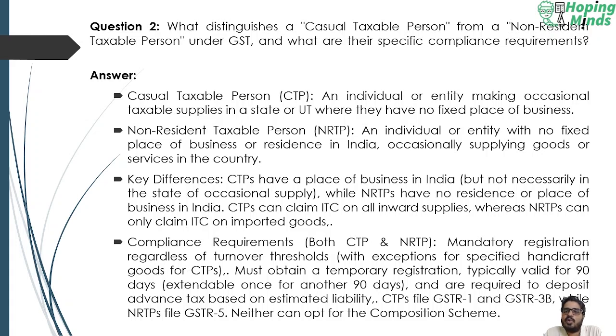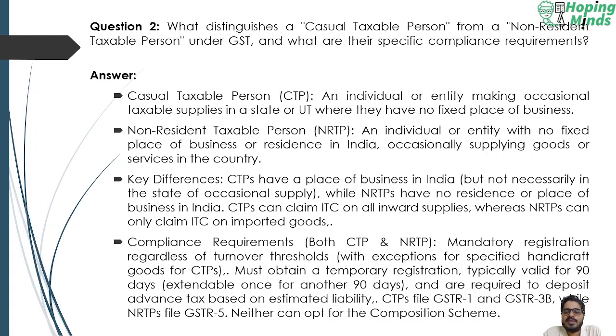So before executing any supplies, they are required to deposit the tax amount in advance by a reasonable degree of estimate of their expected supplies. Then casual taxable person file GSTR 1 and GSTR 3B while non-resident taxable person file GSTR 5. Neither can opt for composition scheme. So both of them are not eligible to obtain the registration as a composition dealer and they have to obtain a registration specifically as a casual taxable person or the non-resident taxable person.